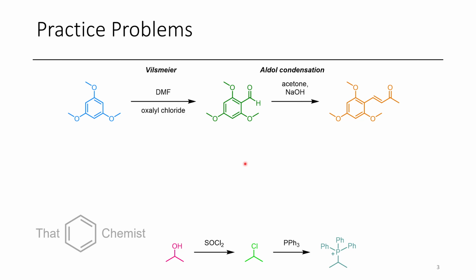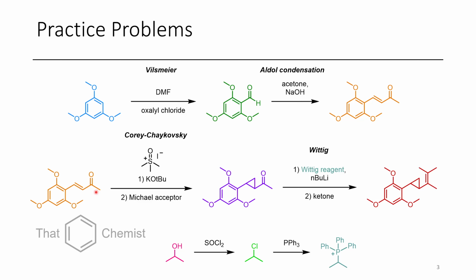do its olefination. Now, first things first, before we can install that new alkene using the Wittig reagent, we have to first do our cyclopropanation. So we're going to use the Corey-Chaykovsky reaction that we talked about in the last video, and that should just react in a 1,4 addition as we have an alpha-beta unsaturated ketone, giving us this cyclopropane.